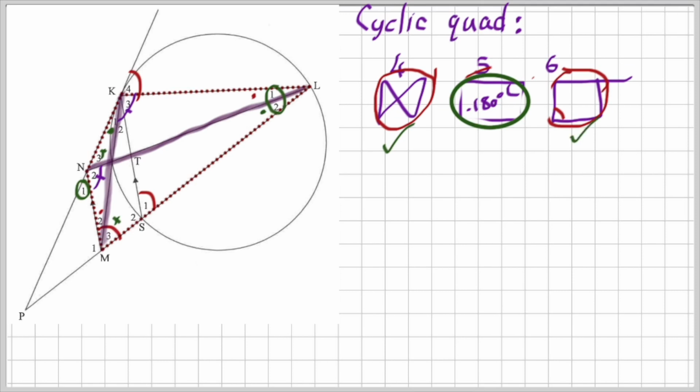Let's look at the next question. Question 2. Prove, giving reasons, that triangle LKN is similar to triangle KSM.